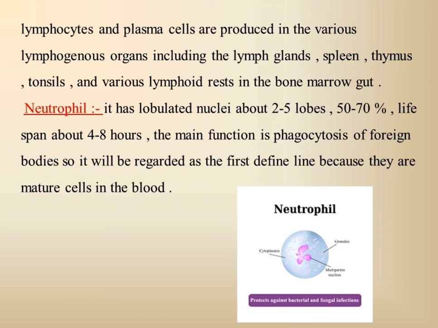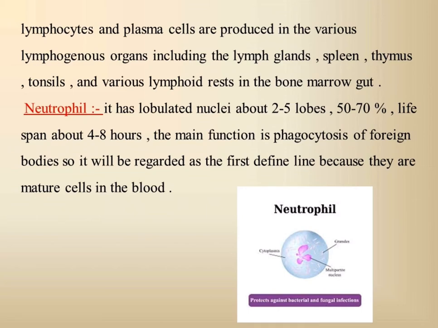Now we are talking about the granulocyte neutrophil. What is the meaning of neutrophil? What is its function? How can we describe the neutrophil cell? It has a lobulated nucleus, about 2 to 5 lobes. It makes up about 50 to 70% of all white blood cells, so it is the major constituent of the white blood cell count. Its lifespan is about 4 to 8 hours.